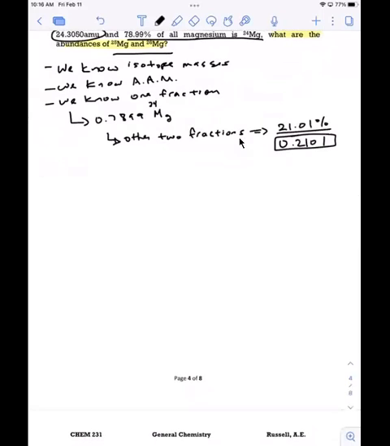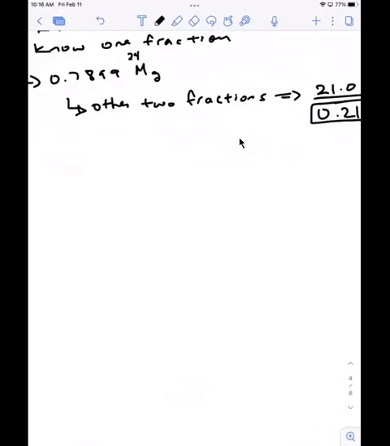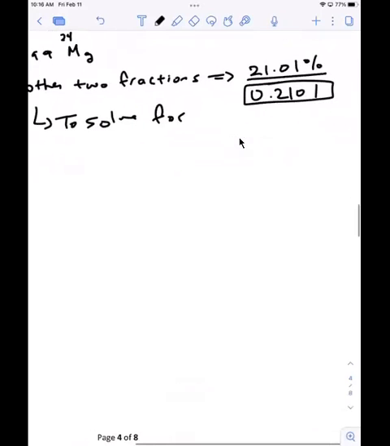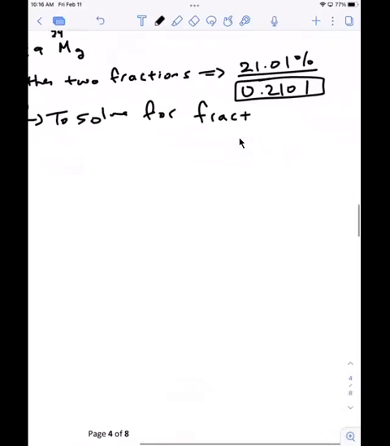Now, remember before it was x and 1 minus x. This time, the way we solve for the fractions is going to be a little bit different, but not impossible. So make one fraction x. What's the other one going to be? All right. Would the other one be 0.2101 minus x?